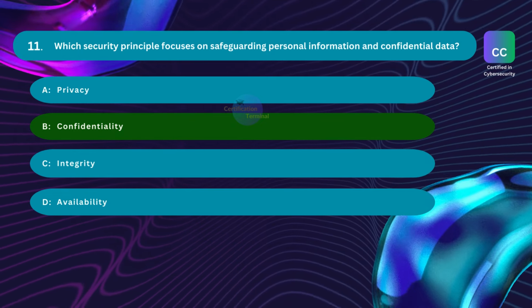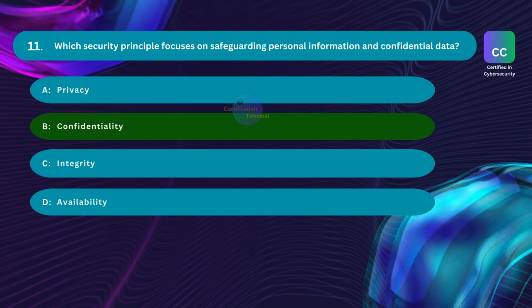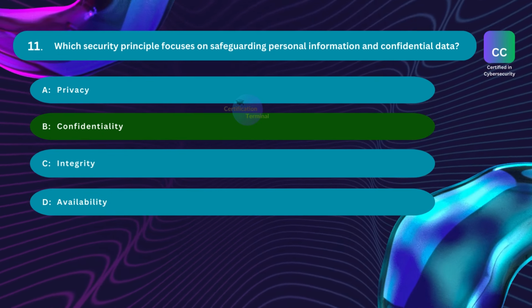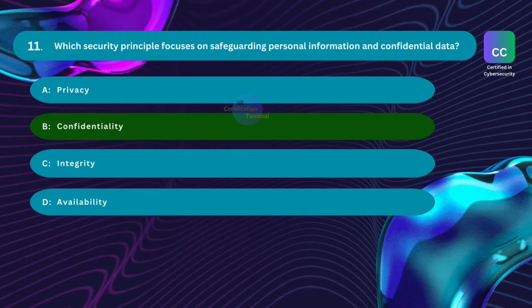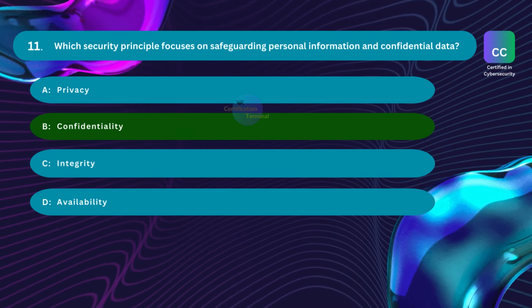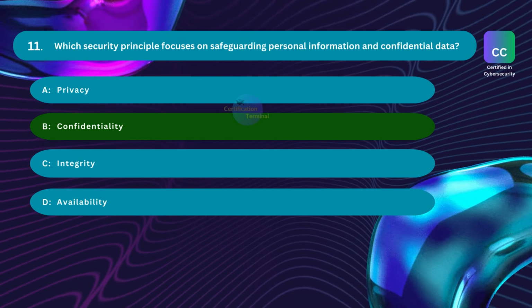Confidentiality is a fundamental security principle that involves preventing unauthorized access to sensitive information. It ensures that only authorized individuals or systems can access and view confidential data. This principle is critical for protecting personal information, trade secrets, and any other data that should be kept private.